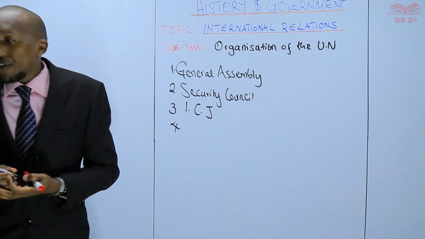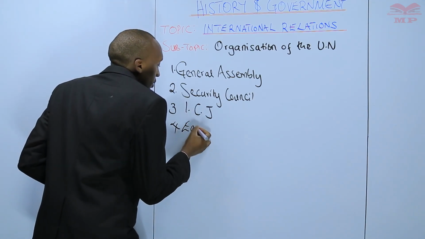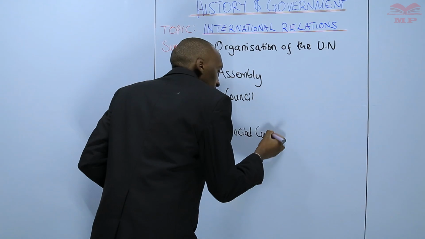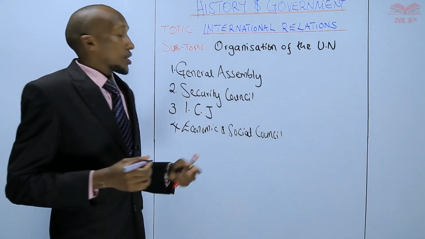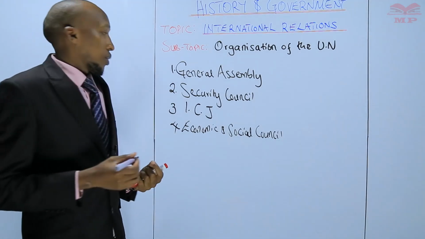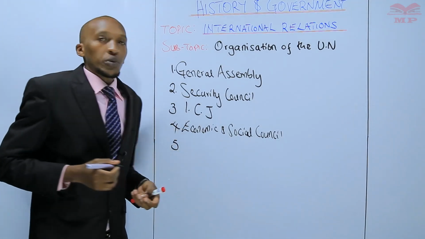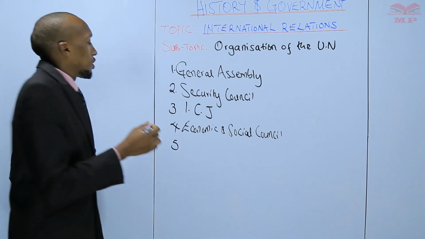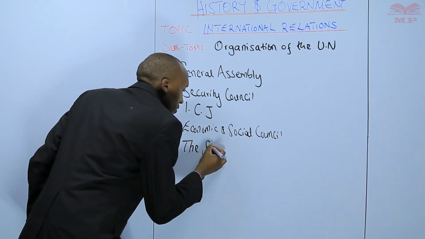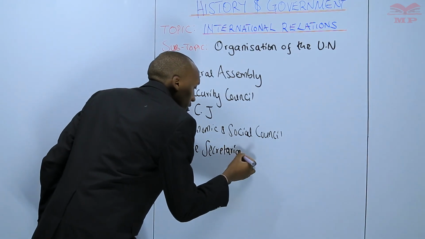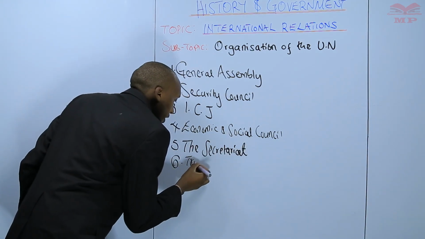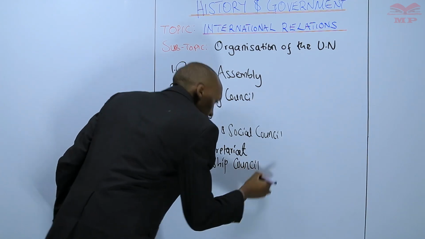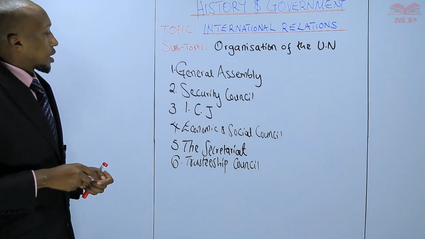And then we have number 4, which is the Economic and Social Council, which deals with the economic and social issues in the world. And then the second last organ of the United Nations, my dear Lana? Very good. The Secretariat. And then lastly, we have the Trusteeship Council, which was the last organ that we discussed.